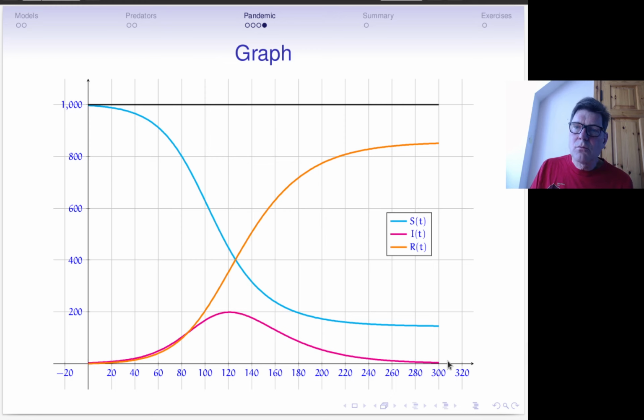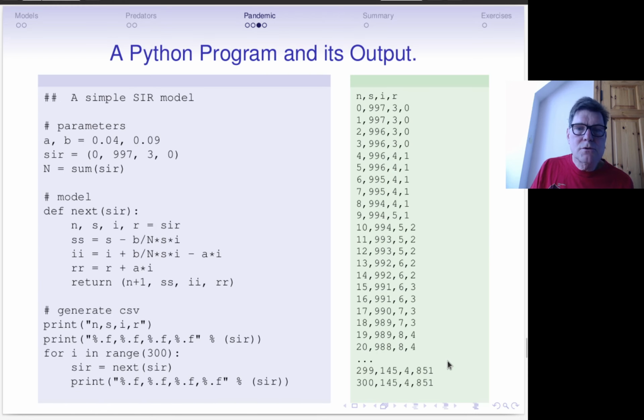And one conclusion one can draw maybe is that in terms of the question being asked, what's the size of the susceptible, how many people remain unaffected at the end of the day? This seems to stabilize near 145 in this model, 145 out of 1000.